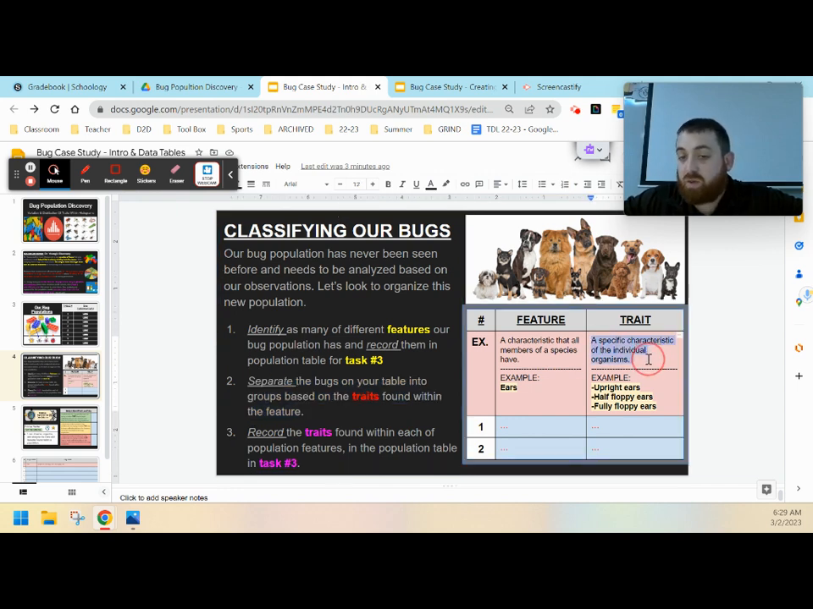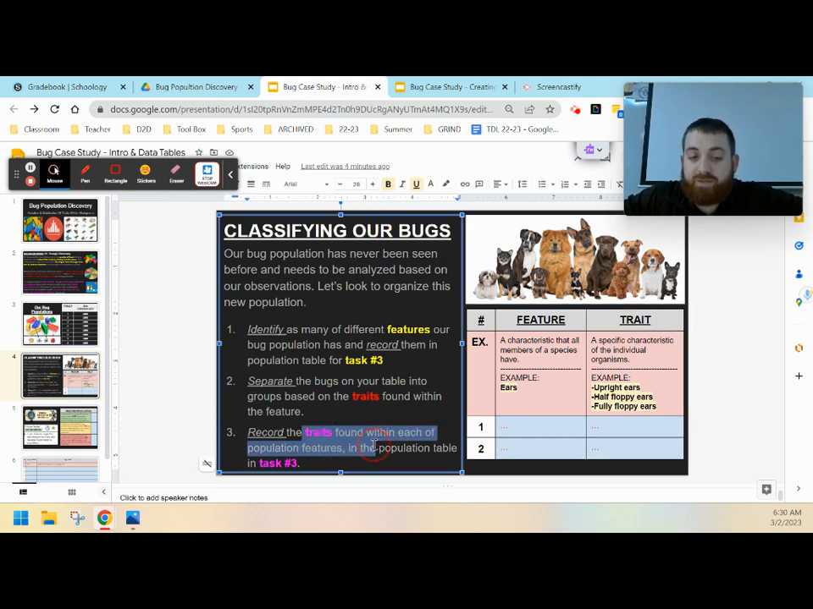So, a trait is a specific characteristic of the individual organism. So, if we're looking at that feature for ears, we're going to be organizing our dogs based on the type of ears they have. So, upright ears. I could take this dog here, this middle dog here, the German Shepherd, and even this dog right here, and they would be a group I would separate them into based on the ear type. Half floppy, we'd take kind of the pit here, maybe this dog here. They would be our half floppy, and our full floppy would be this dog, this dog, this dog, this dog, and this dog. So we're looking to then record the traits found within each of those population features into the table for task 3.